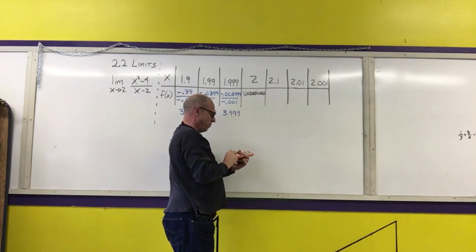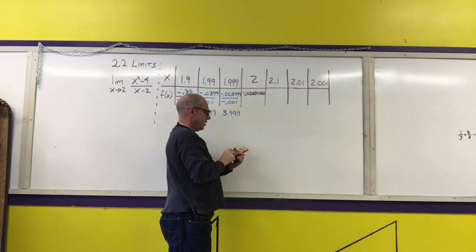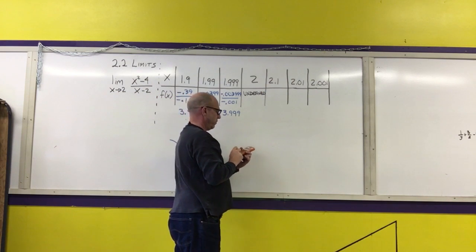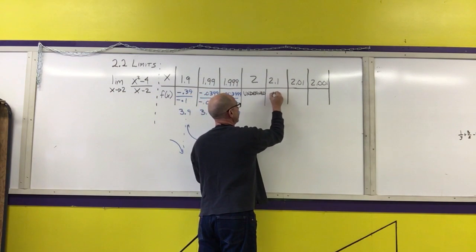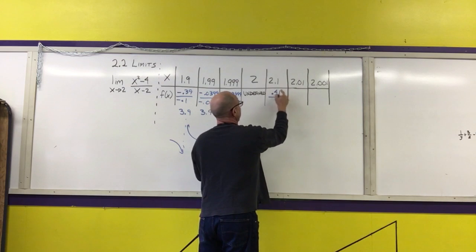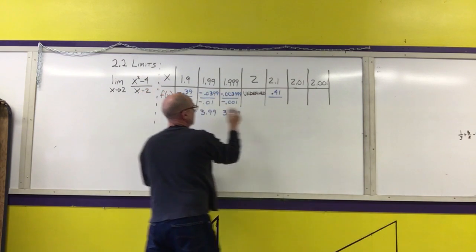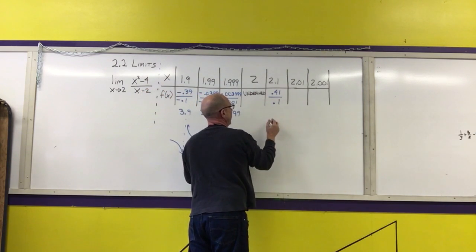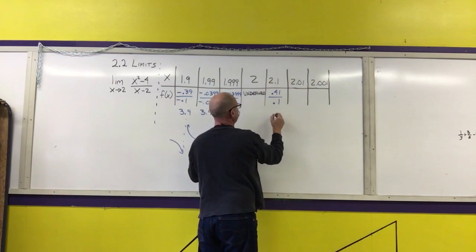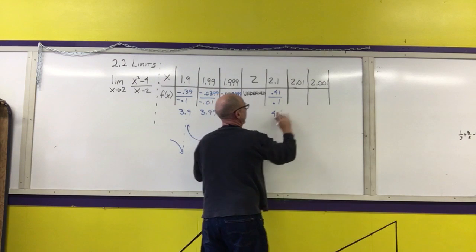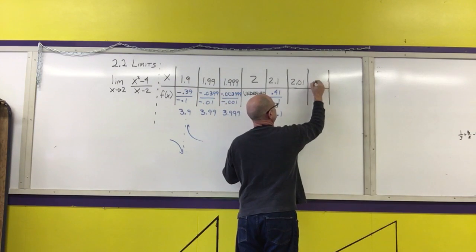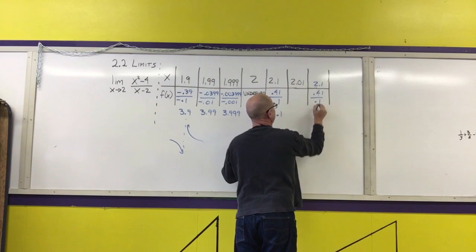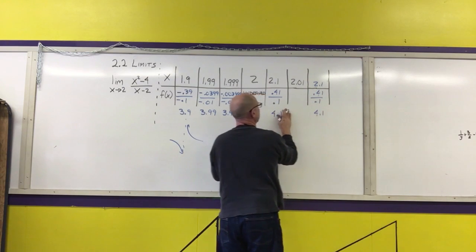If I take 2.1 squared minus 4, we get 0.41. And 2.1 minus 2 is 0.1. And my answer is 4.1. We're going to make this the 2.1, which is 0.41 over 0.1, which is 4.1.